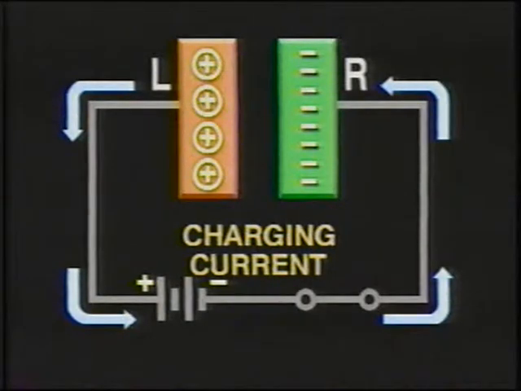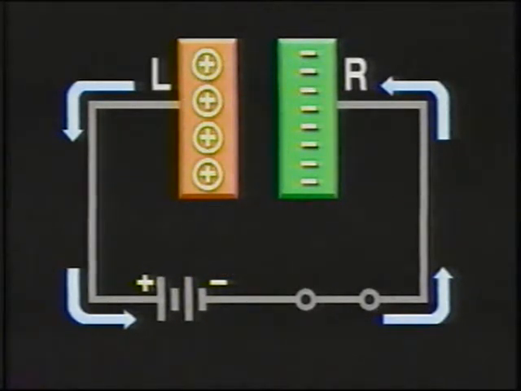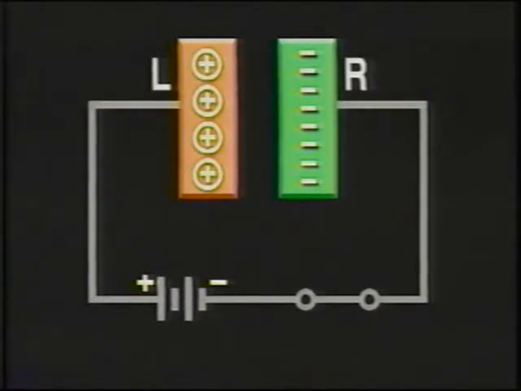The applied voltage will continue attracting free electrons from plate L and forcing them onto plate R until the voltage across the capacitor, labeled E sub C, equals the maximum voltage across the source, labeled E sub S. At this point, the voltage across the capacitor has the same polarity as the applied voltage. Current ceases to flow because there is no longer a difference of potential between the voltage source and the capacitor.